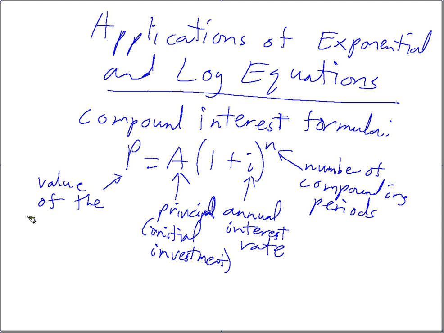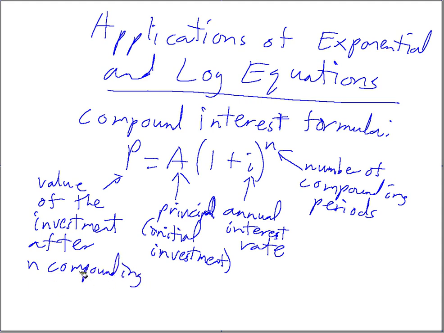So let me get my sketch pad to work again. Sorry about that, guys. Give me a moment here. Okay, sketch pad's working again. So again, P is the value of the investment after n compounding periods. In other words, if we're paid interest a certain number of times, then this is how much money we're going to have in that account.